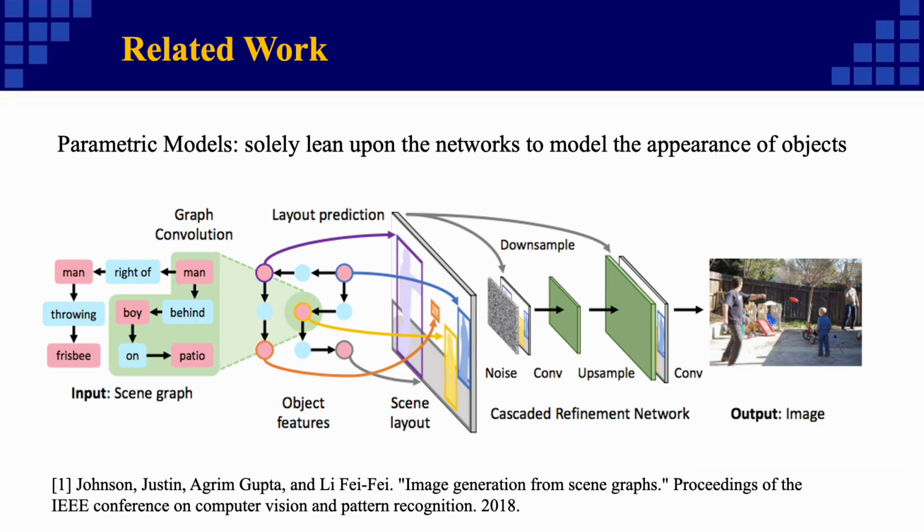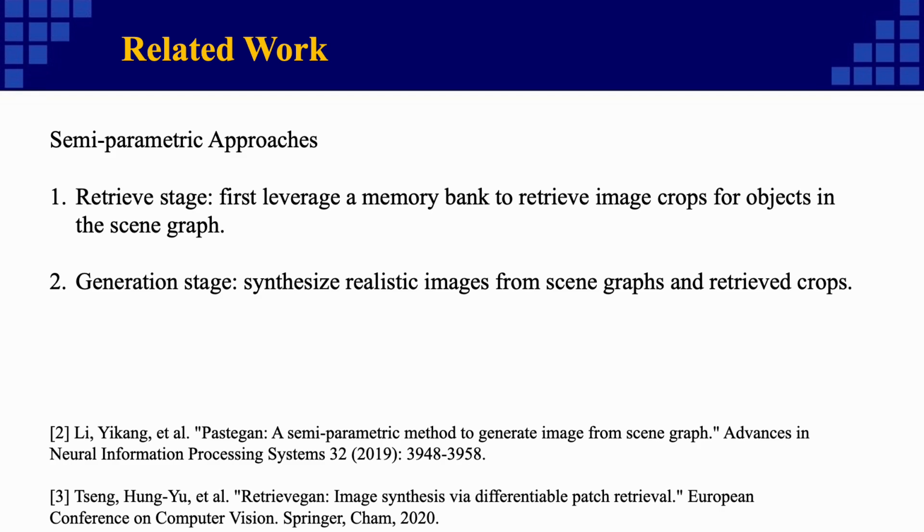Current frameworks for generating images from scene descriptions take advantage of generative adversarial networks. Those parametric models solely rely on the networks to model the appearance of objects. Compared with the parametric models, semi-parametric approaches have recently been proposed and shown superior performance. Such models first learn a memory bank to retrieve image crops for objects in the scene graph, and then synthesize realistic images from the scene graph and the retrieved crops.